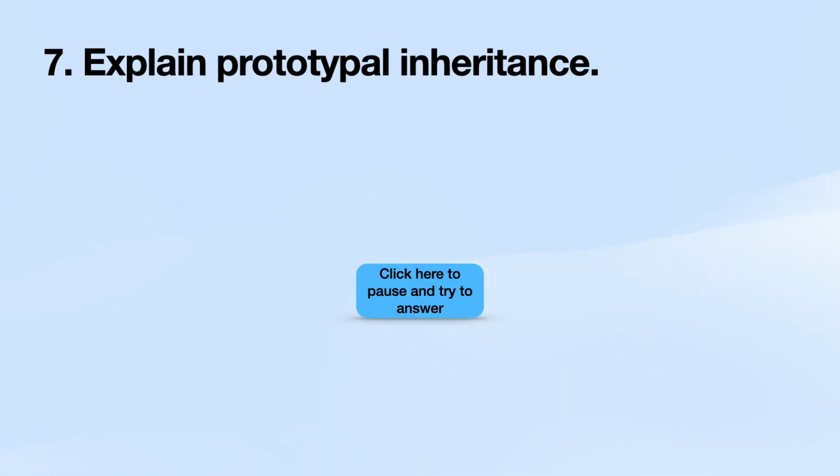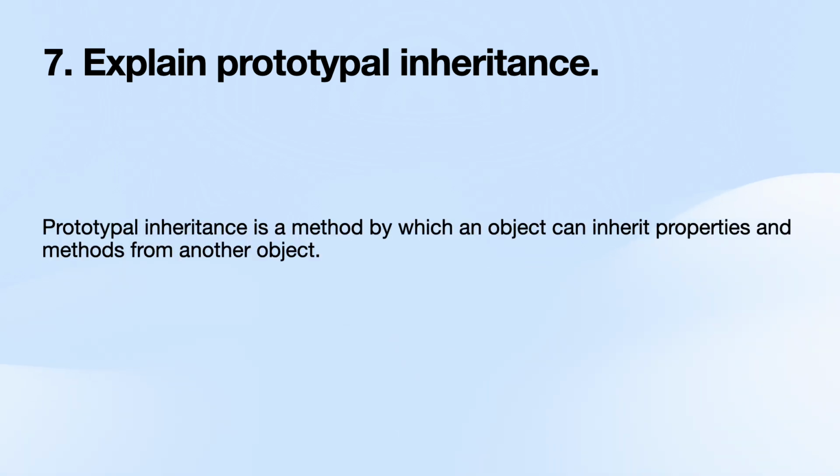7. Explain prototypal inheritance. Prototypal inheritance is a fundamental concept in JavaScript that allows objects to inherit properties and methods from other objects. Here's a more comprehensive explanation. In JavaScript, every object has an internal link to another object called its prototype. When trying to access a property or method of an object, JavaScript first looks for it on the object itself. If not found, it looks up the prototype chain.